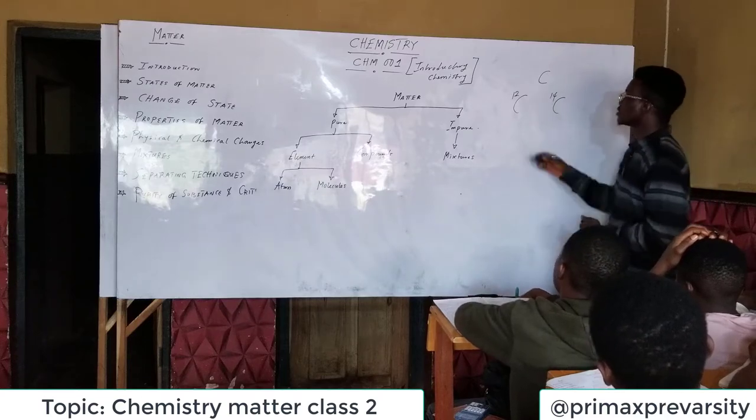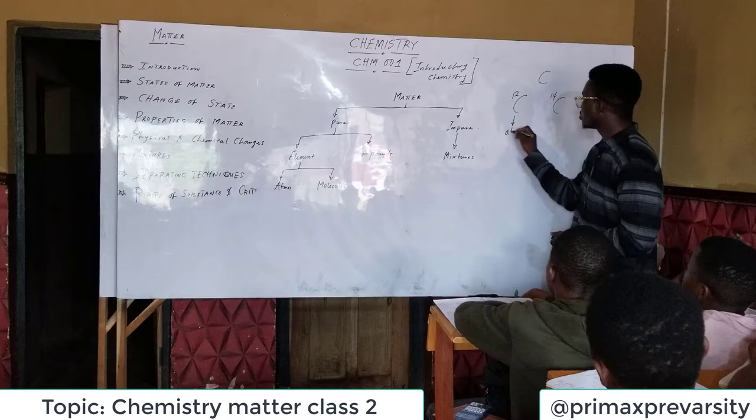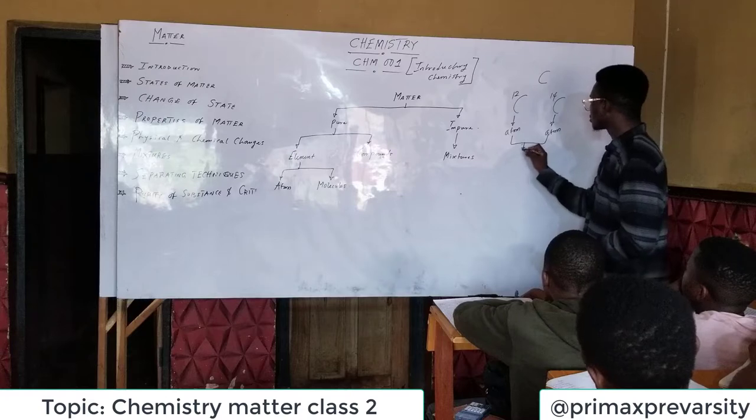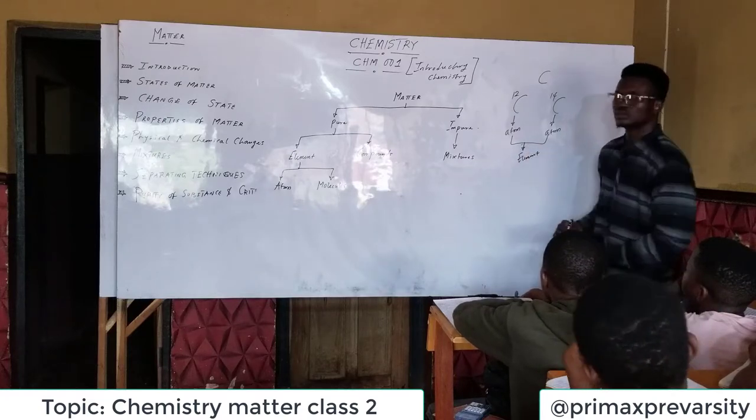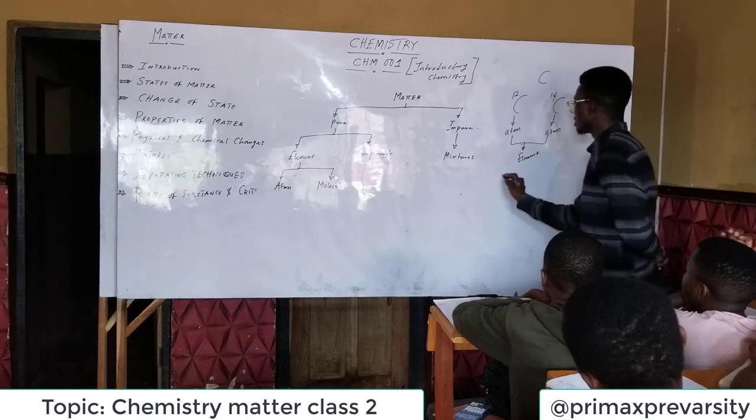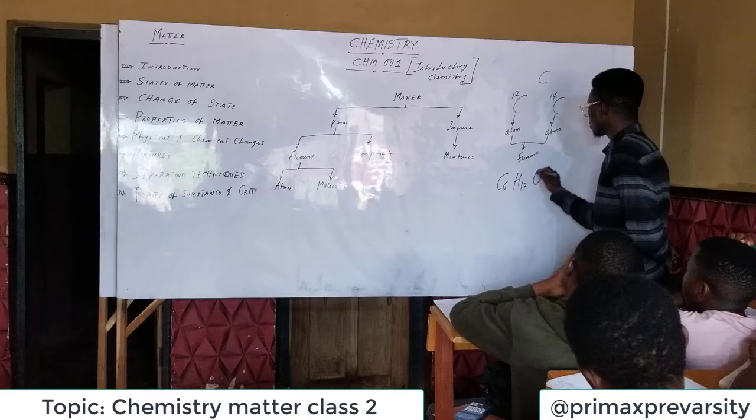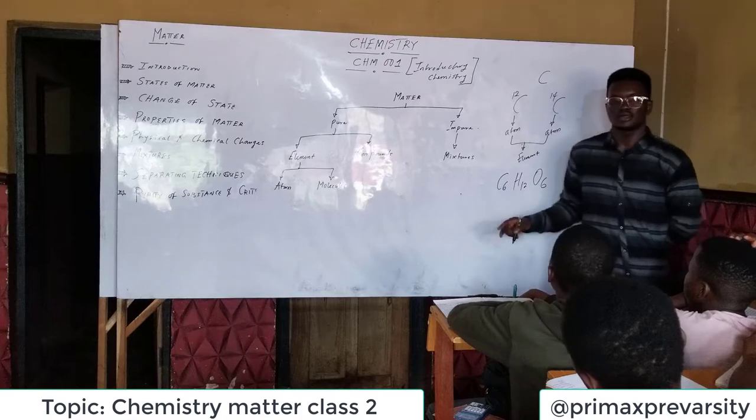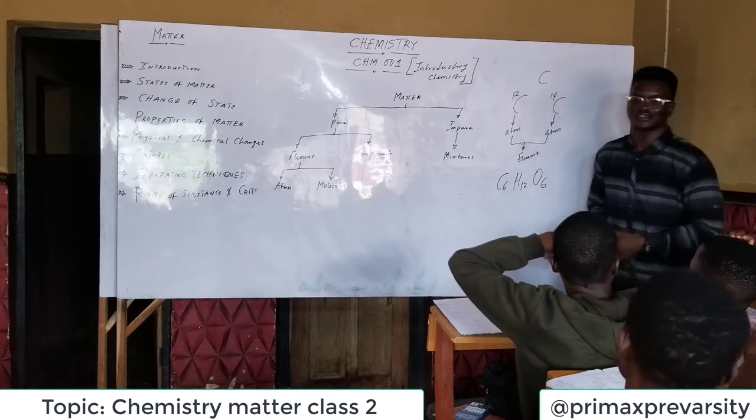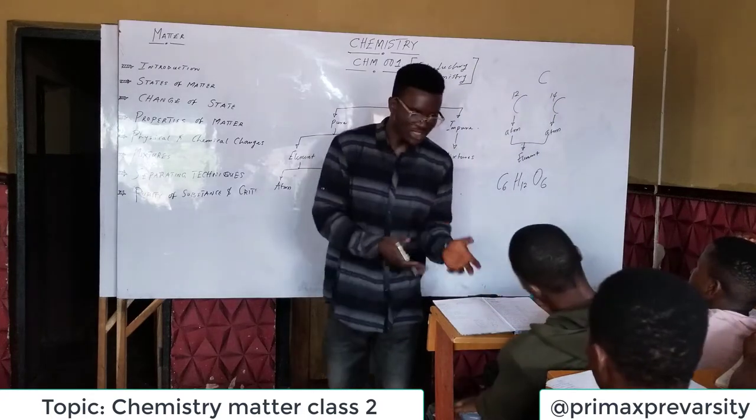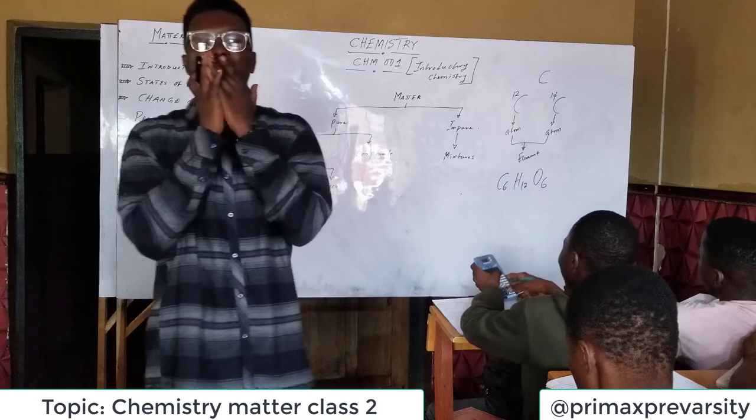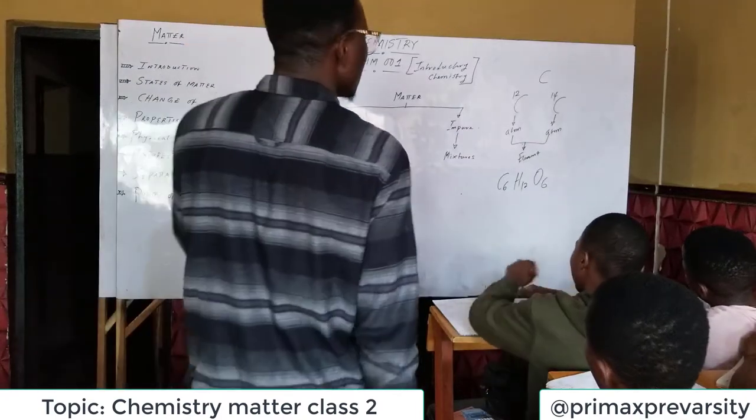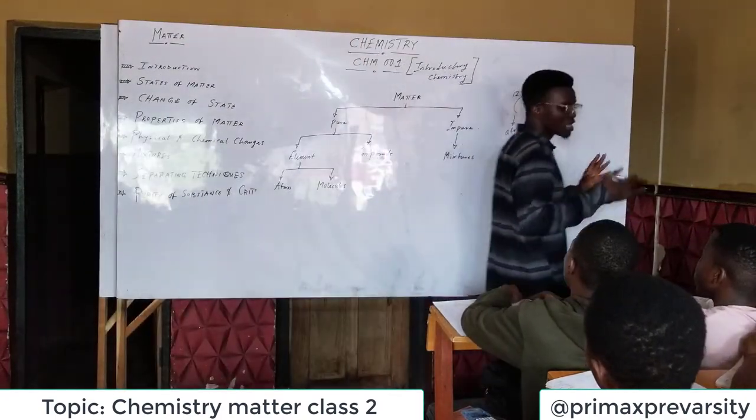Yes. Now, this carbon is called an atom of carbon. This is an atom. But the element is what? Carbon. For example, C6H12O6. How many elements do I have here? We have three elements: carbon, hydrogen, and oxygen. Those are the three elements.